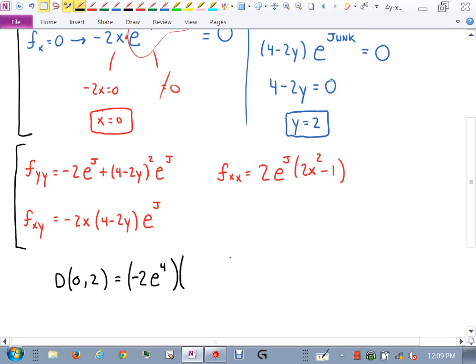Then let's plug in 0, 2 into fyy. We already know this e to the junk is going to be what? E to the 4th. So really what's happening right here is what's important. This goes to 0. This one is 0, right? So that's 0. And then we just have negative 2 e to the junk. So negative 2 e to the 4th again. Minus, now this is the one, fxy, when we plugged in 0, 2, we got 0, didn't we?